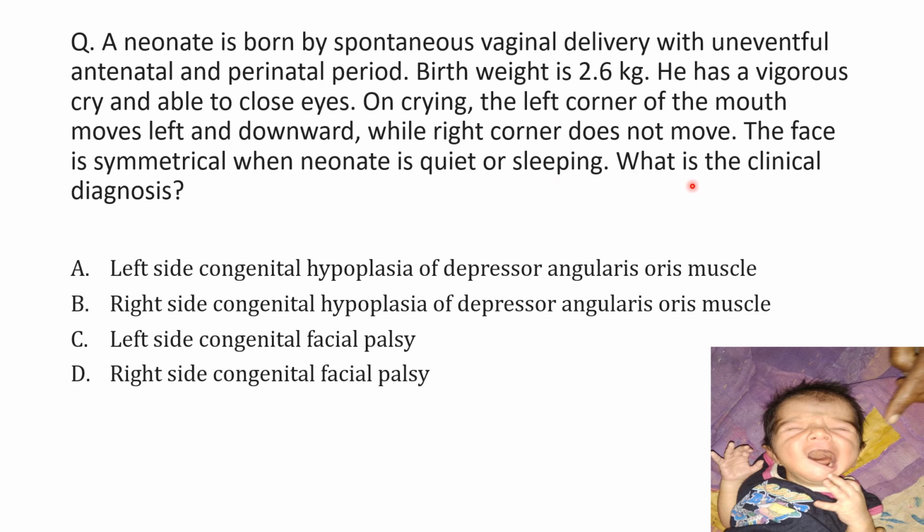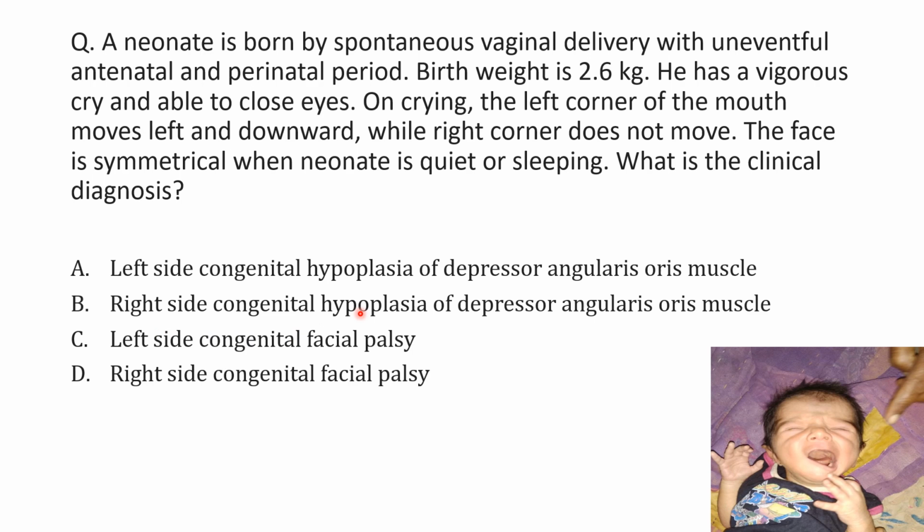What is the clinical diagnosis of this newborn? So the options are: A, left-sided congenital hypoplasia of depressor anguli oris muscle. In B option, right-sided congenital hypoplasia of depressor anguli oris muscle. Or the C option, left-sided congenital facial palsy, and D option, right-sided congenital facial palsy. So let's discuss all the points.